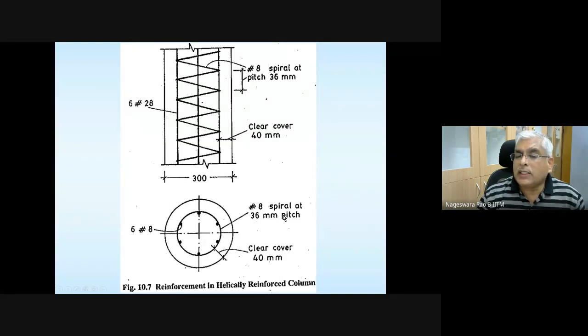And please see this reinforcement. This lateral reinforcement is actually going outside the main reinforcement. Okay, it is encompassing the main reinforcement. Main reinforcement in the sense longitudinal reinforcement. It is actually 6 bars, 6 number, 28 mm diameter. Two is missing here. So here.